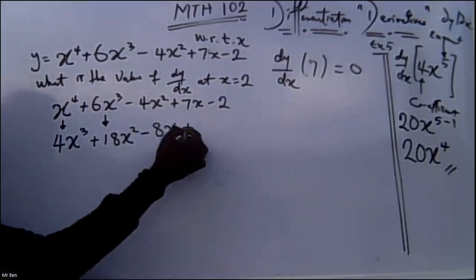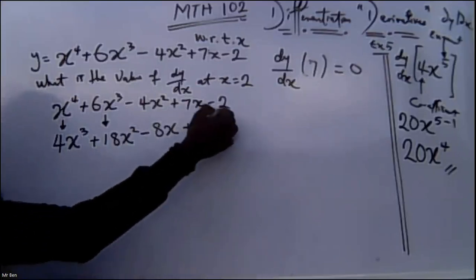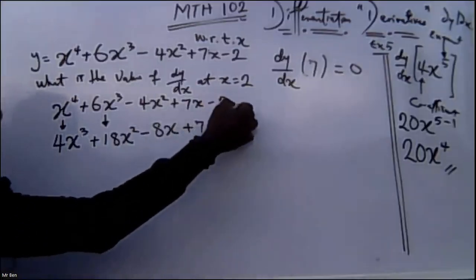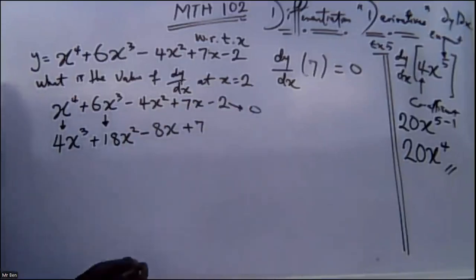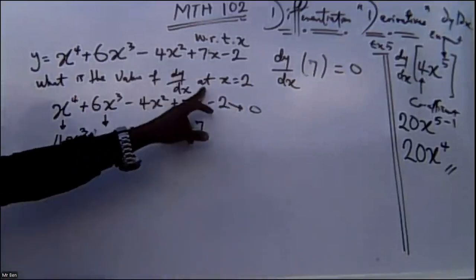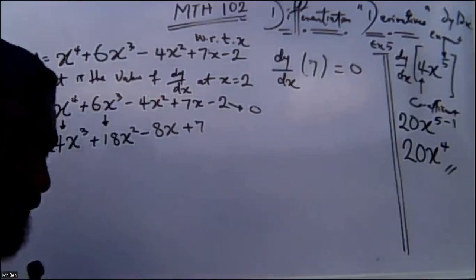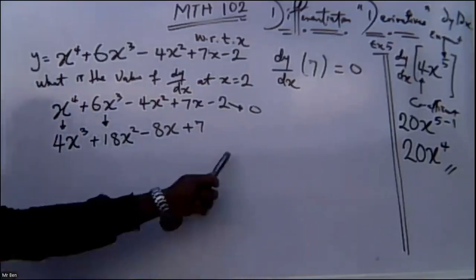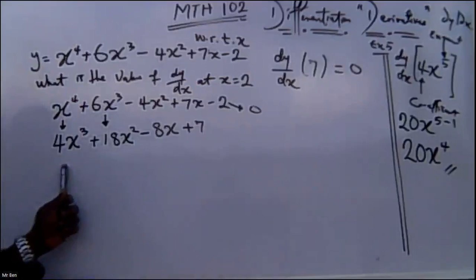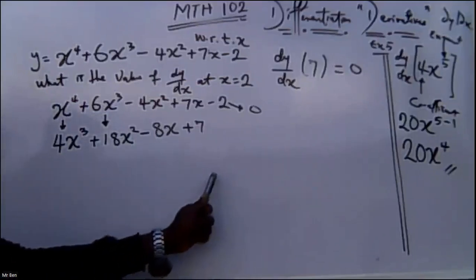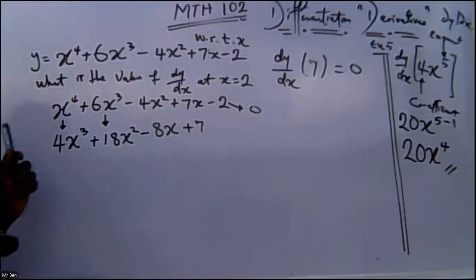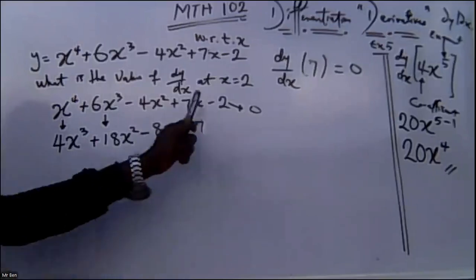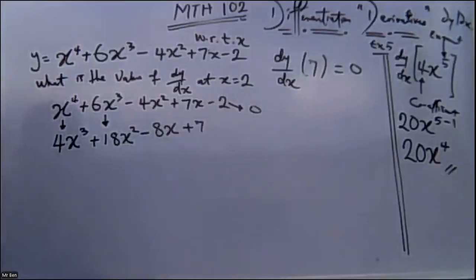When you are differentiating 7x, the answer is 7, and the derivative of any constant is 0, so we don't need to write it. So we have differentiated the given function. They now want dy/dx at x equal to 2. That is, anywhere you find x in this polynomial function that we just differentiated, you have to replace that x with 2. Do you understand that? Yes, sir.